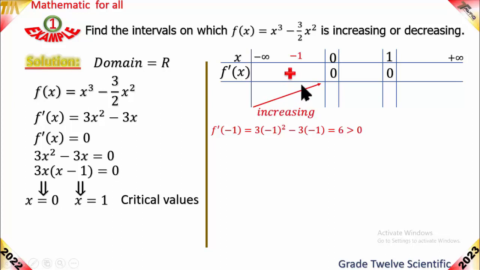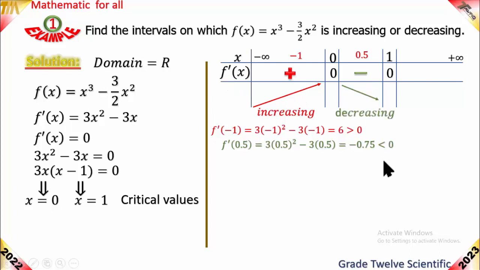And now between 0 and 1, take a half, 1/2, 0.5, and replace it in the derivative. f prime of 0.5 is 3 times 0.5 squared minus 3 times 0.5. It becomes minus 0.75. It is less than 0. That means the value of f prime of x is negative.